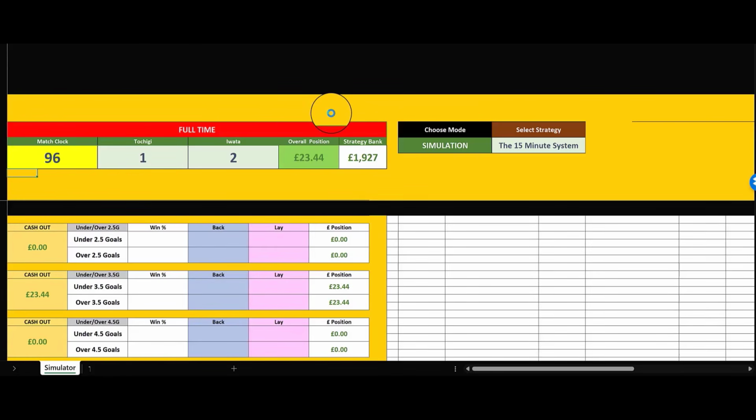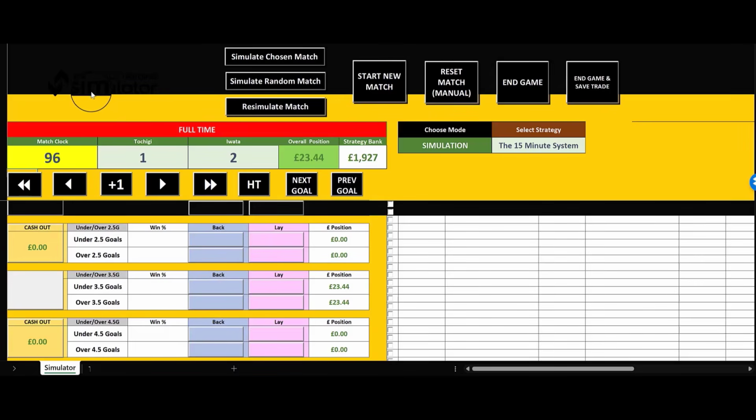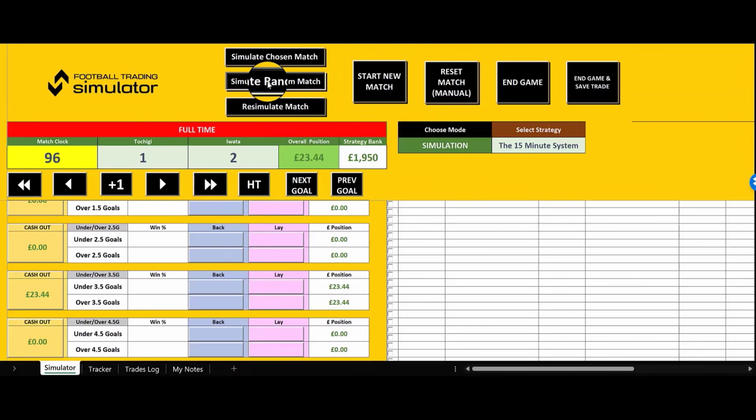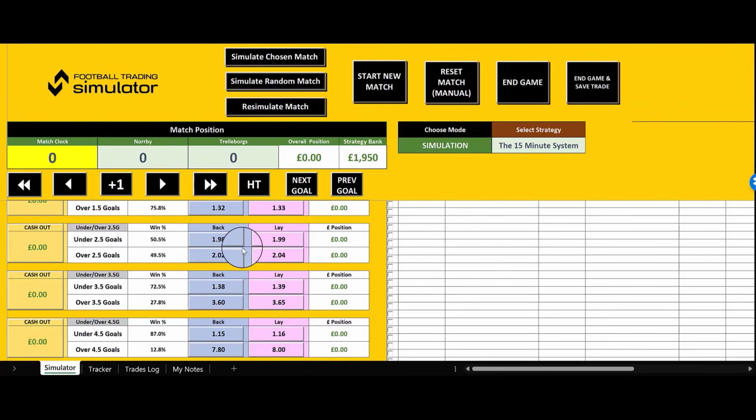So in the end, a 2-1 to Iwata on this one. So the goals did come, but we got through the first 15 minutes without that goal. So let's see what happens. Let's try and get another match loaded up. And let's see where we're off to on this one.